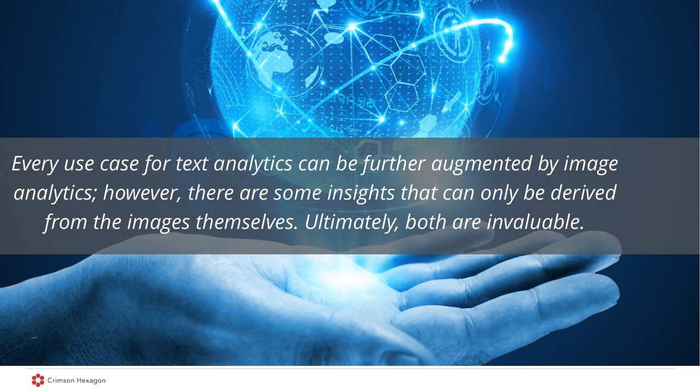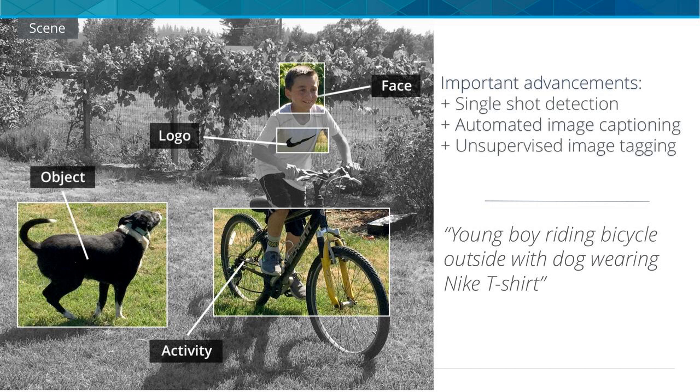former trustees from member companies commented on your example of the recognition, I think you called it the single shot detection. The phrase that was captioned there was, if I can find it here, it was a young boy riding a bicycle outside with a dog wearing a Nike T-shirt. And a couple of folks said, where's the dog wearing the Nike T-shirt? So that's a semantic, my mistake. What I should have said is young boy riding a bicycle, dog.